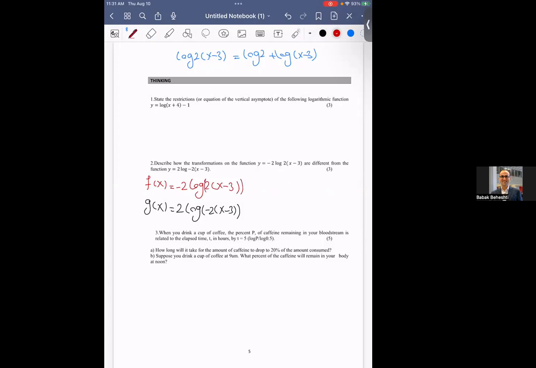Okay. So for f of x, first you do log of x minus 3. Here, the most important difference between these two functions is the domains. I will draw the graph, but let me tell you here at the beginning, what is the domain of f? Greater than 3. So it's the interval from 3 to infinity. How about the domain of g?